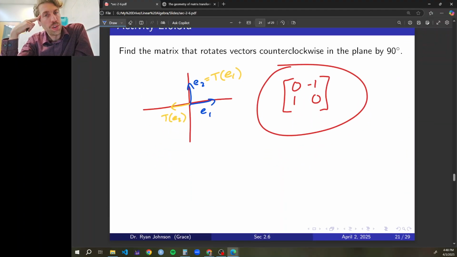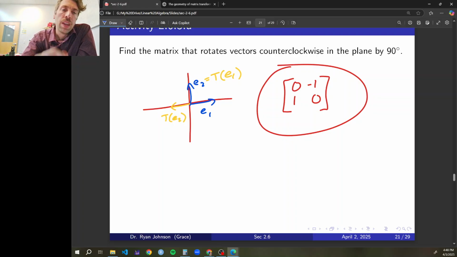Okay, now let's find the matrix that rotates vectors counterclockwise in the plane by 90 degrees. So now e1 goes up to where e2 is, and e2 goes to negative e1. So since e1 goes to e2, you put an e2 there. And so then since e2 goes to negative e1, you put a negative e1 there. And that gives you that matrix 0, negative 1, 1, 0.